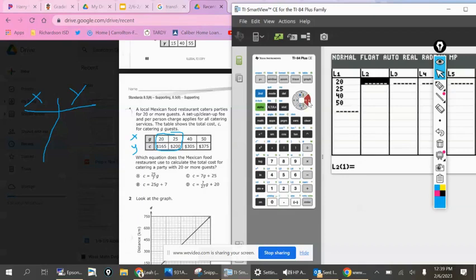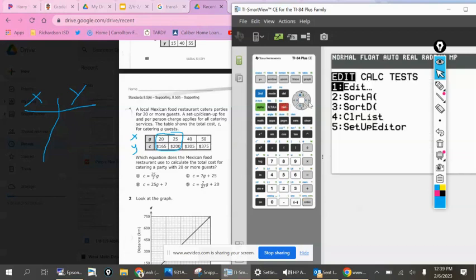Then I'm going to go across. Then I'm going to type the y values, which is 165, 200, 305, and then 375. Once I enter into my table, I'm going to press Stat.